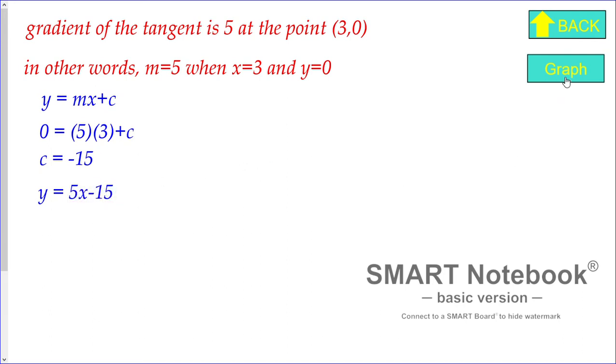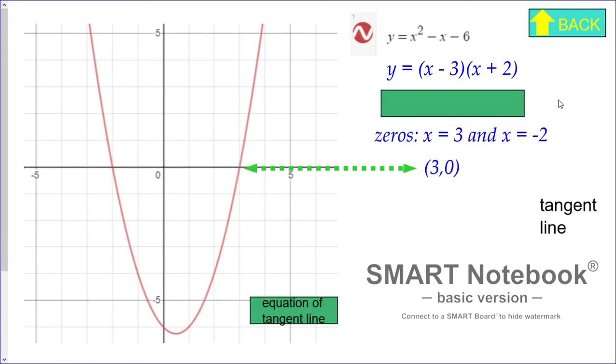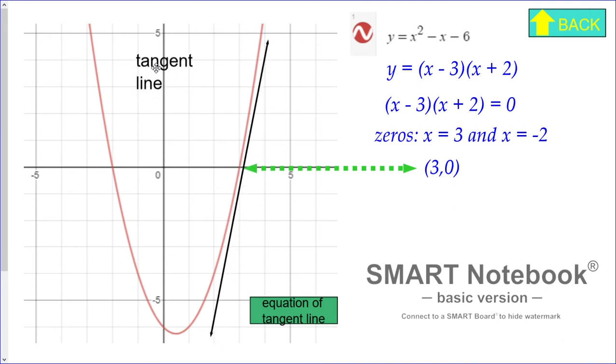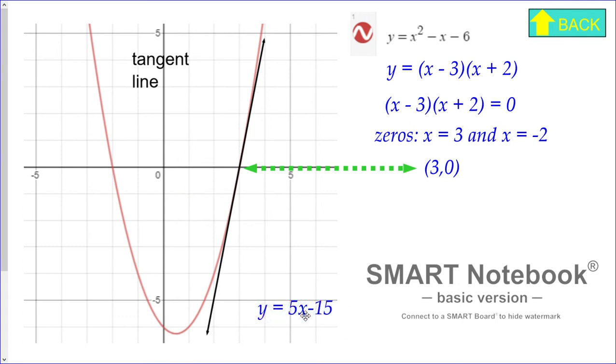Let's have a look at our graph again. So, here's our graph. Okay? The tangent line is located here at the point 3, 0. Let's draw in our tangent line. There it is. If I were to extend this line all the way down to the y-axis, I would get where it crosses the y-axis. Here's the equation of that line. We found it. As you can see, the equation fits perfectly onto the graph. Okay? That's what it means graphically.